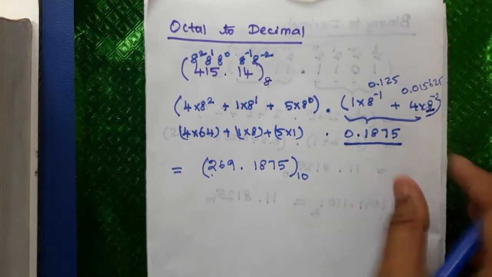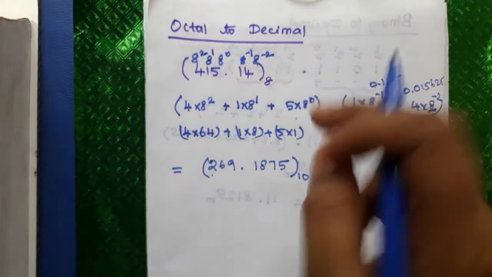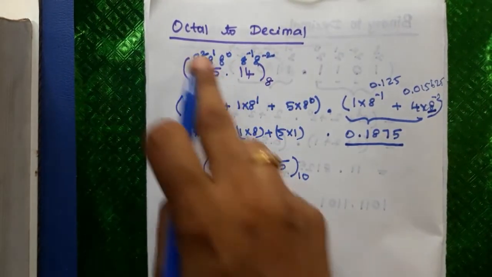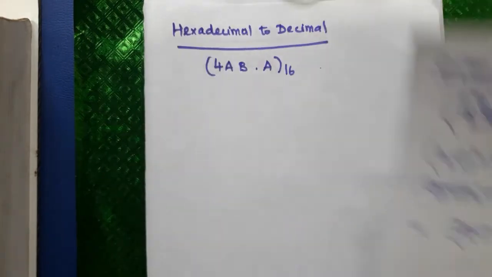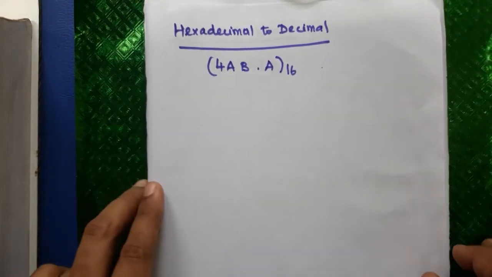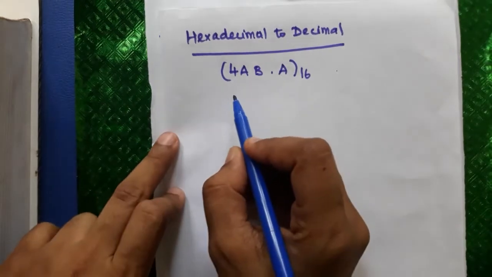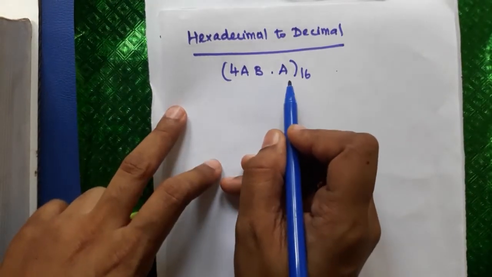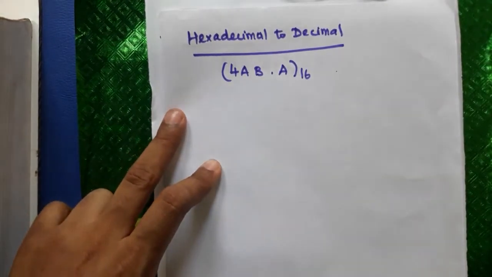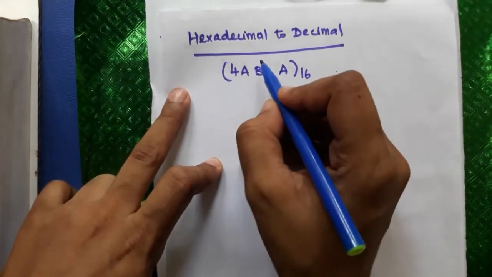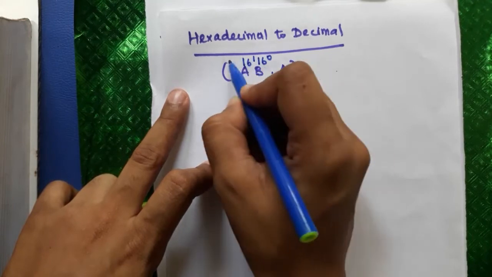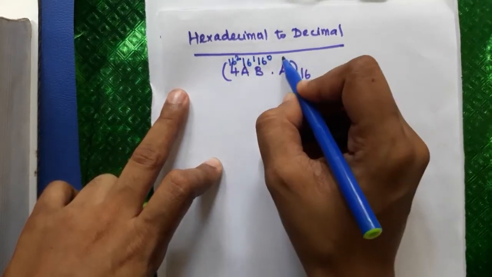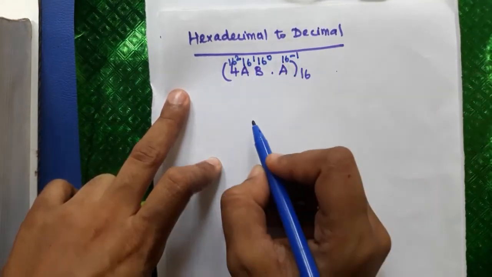Similarly, I can convert a hexadecimal number to a decimal system by the same procedure, but the positional weights are to the power of 16. Let's see an example. Let's take the example 4ab.a, which is a hexadecimal number. So the positional weights are 16 to the power 0, 16 to the power 1, 16 power 2 and 16 power minus 1 in the fractional part.